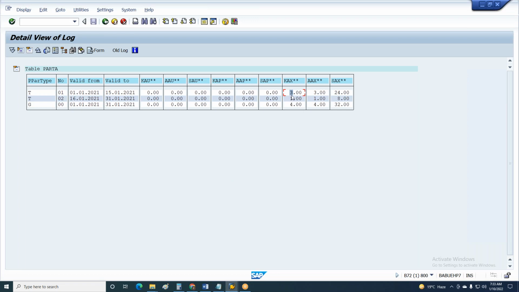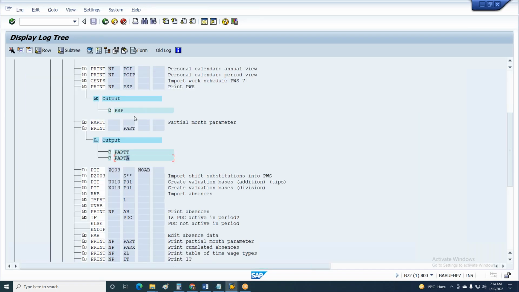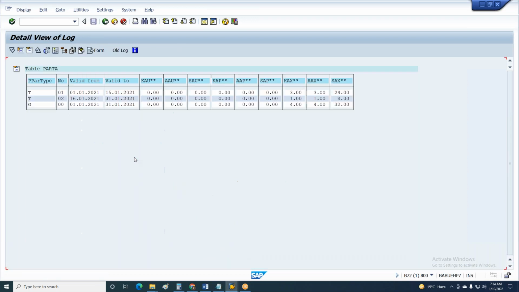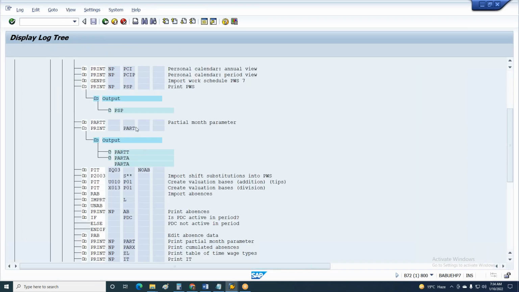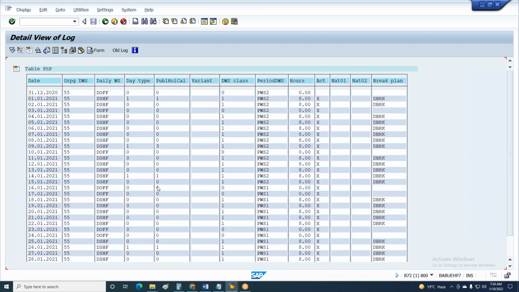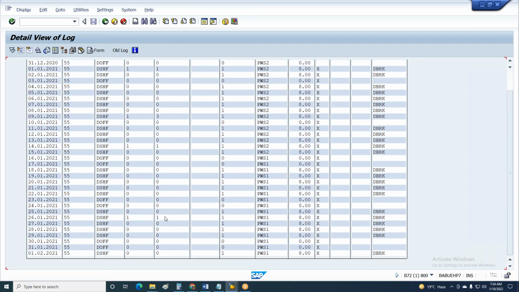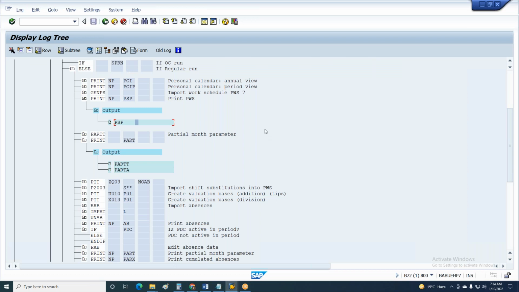Public holidays are counted based on calendar days falling on working days. Public holidays falling on working hours, scheduled hours. Total 24 scheduled hours falling in public holiday. In the second partial period, if you look at this, only one holiday is there. So counted. This is a paid public holiday.